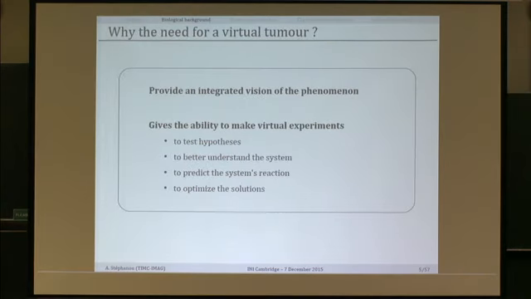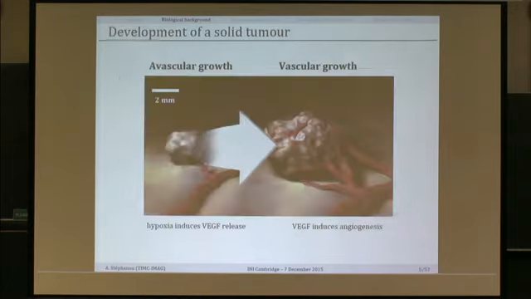And so the new objective is to try to rationalize the use of the therapies to be able to predict what's going to happen and to be able also to combine the therapies to enhance some effects and to adapt the therapy with the evolution of the tumor, of course, and the patient states. So why do we need a virtual tumor? It would help to provide an integrated vision of the overall phenomena, and it will give the ability, of course, to make virtual experiments. And so we will be able to test some hypotheses to better understand the system, and above all, to predict the system's reaction, and also to optimize some solutions.